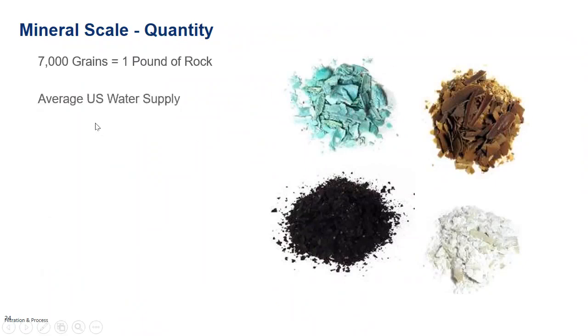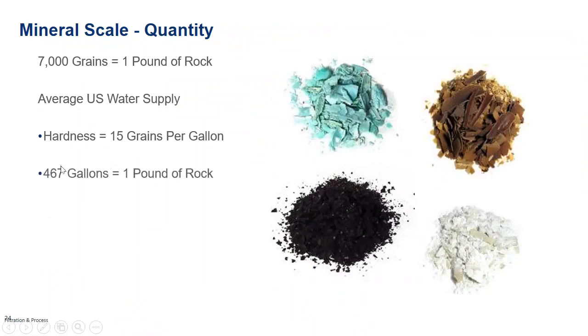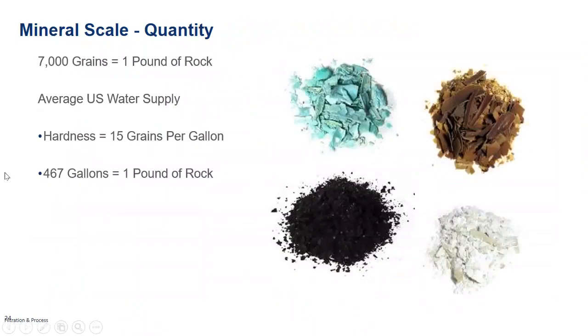Well, the average water supply in the U.S. is 15 grains per gallon. Mine at home is 23 grains per gallon. Well, that equates, if we heat that water up, at 467 gallons of water, you're going to have 1 pound of rock come out of that. My water heater, got 6 kids in my house, 23 grain per gallon hard water. I use a little over 200 gallons a day. It's going to take me 2 days to form a pound of rock in my water heater.